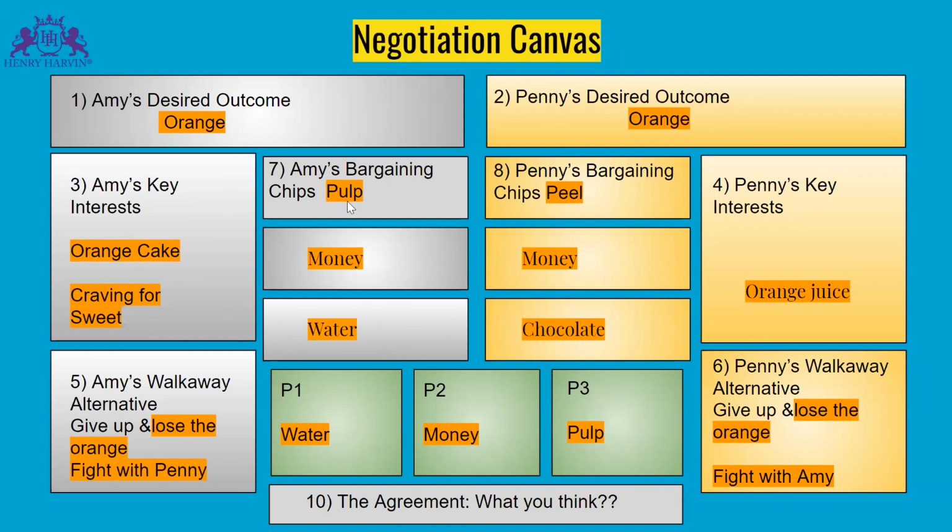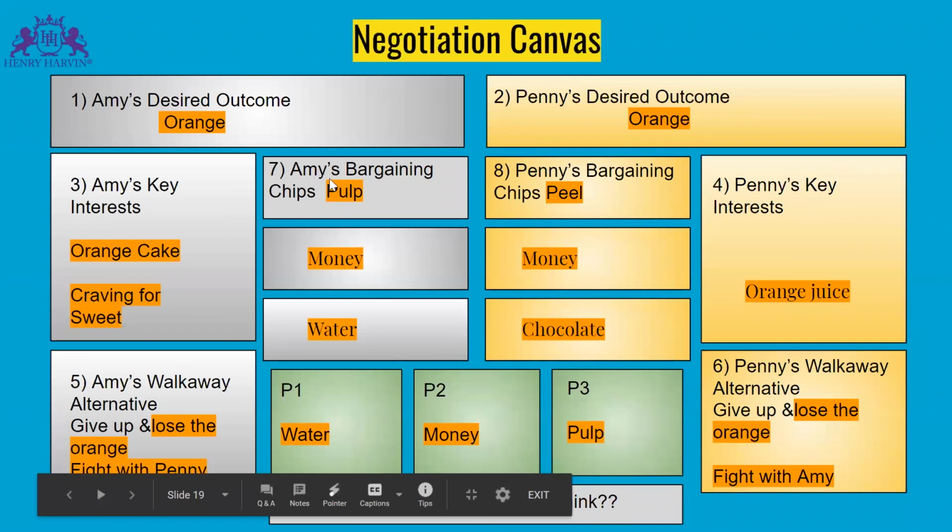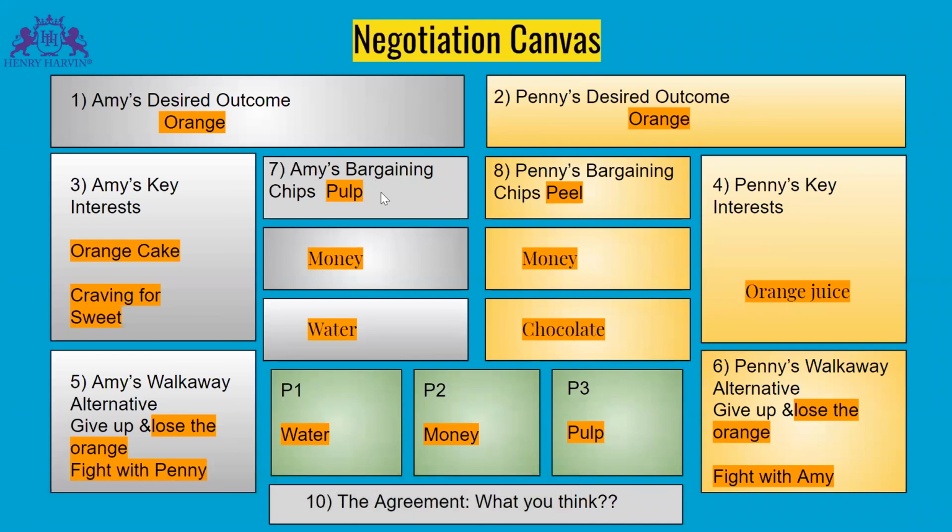So basically here, as you rightly said, how are you going to come up with the bargaining chips? You need to come up with the bargaining chips by firstly understanding the main interests of Penny. Now Amy cannot simply come up with the bargaining chips before understanding what Penny's interests are. Now when Amy understands that Penny's interest is the orange juice because she is thirsty, now Amy can offer her something, right?